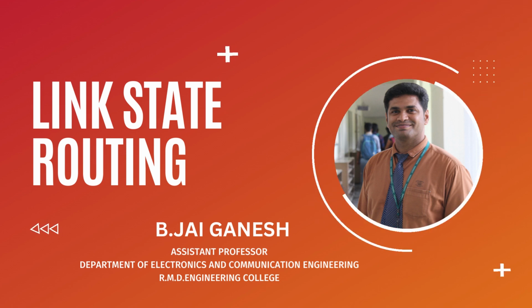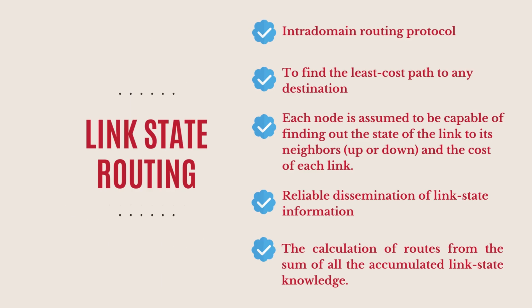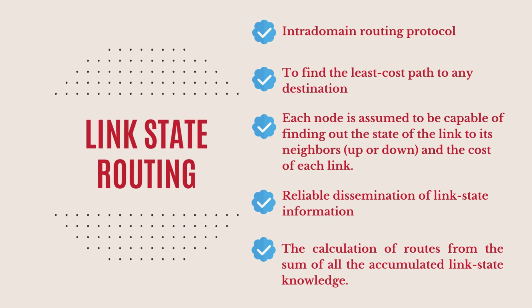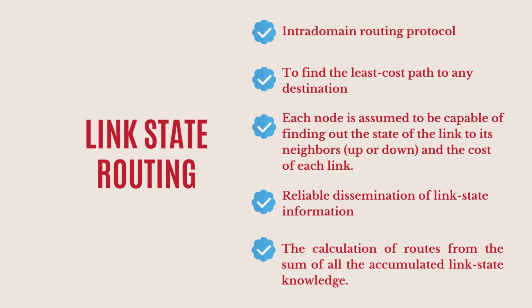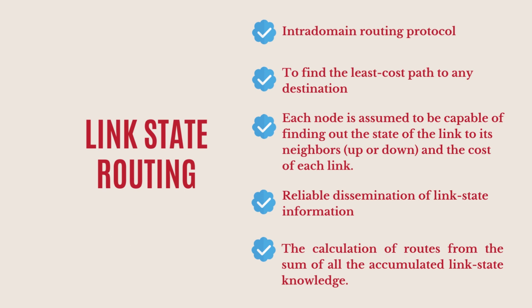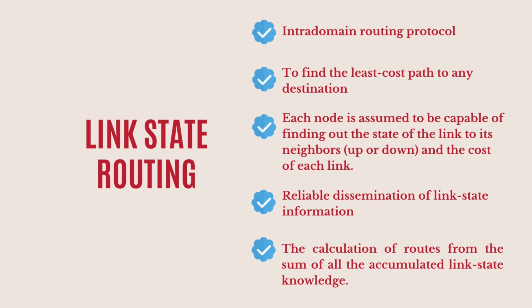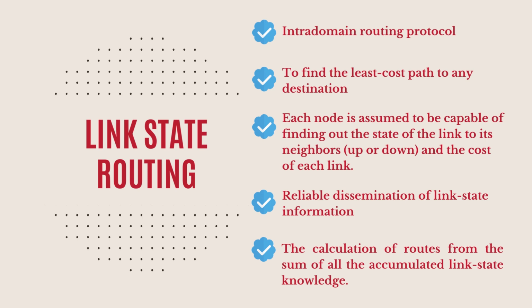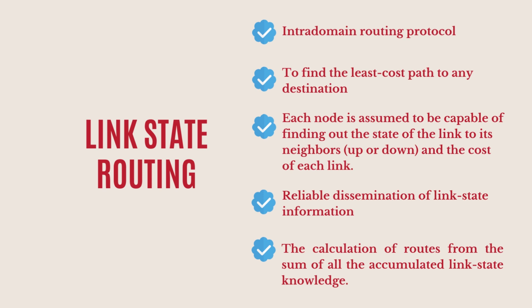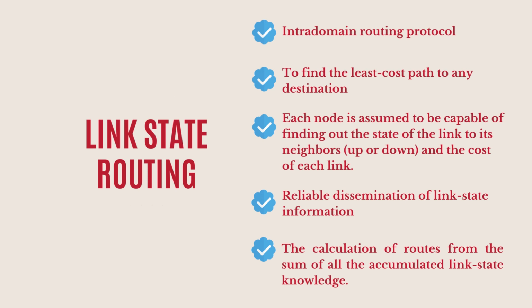Hello everyone. In this video, we will learn how link state routing works in a network. Link state routing is a second major class of intra-domain routing protocol. It is used to find the least cost path to any destination from the source. Each node is assumed to be capable of finding out the state of the link. The state of the link can be either up or down. So here each node will be capable of analyzing whether the link is up or down and the cost value associated with each of these links.